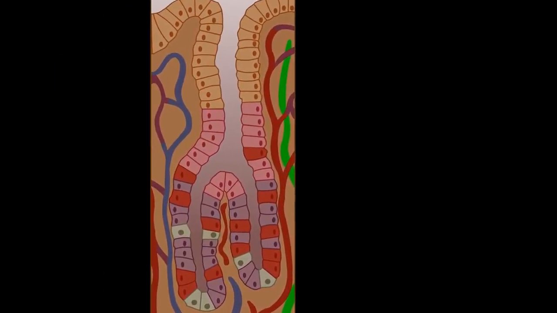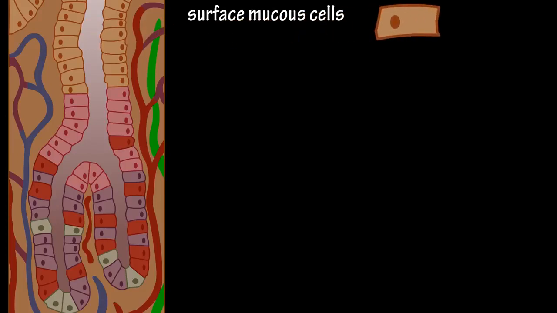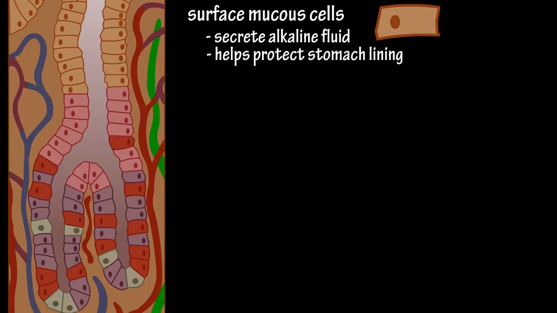There are 5 types of secretory cells that are located in the gastric epithelium. Surface mucus cells line the inner stomach and extend into the gastric pits, and they secrete an alkaline fluid containing mucin that helps protect the stomach lining from exposure to the high acidity of gastric juices and gastric enzymes.